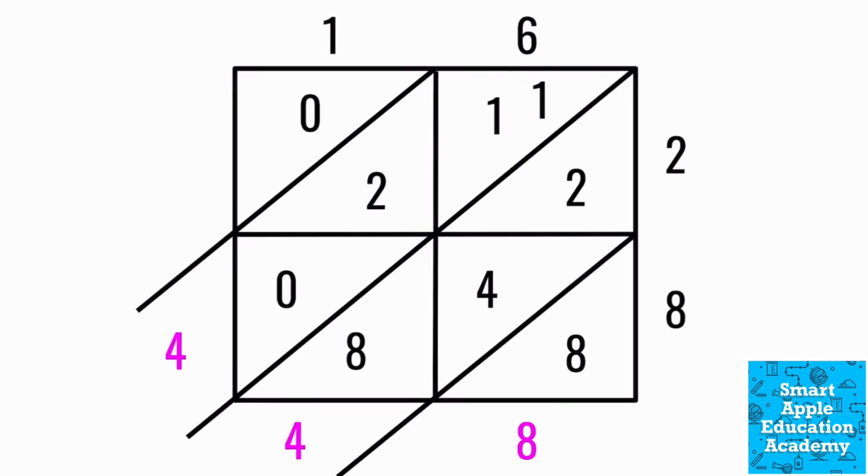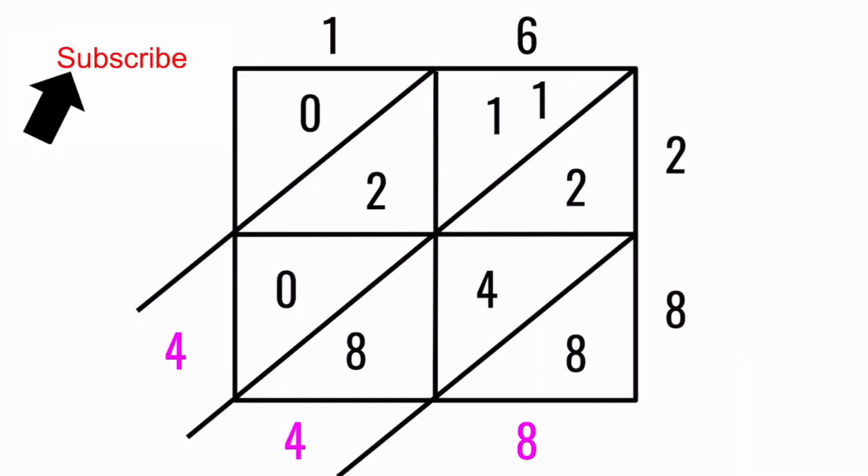We have figured out what 16 times 28 is using the lattice multiplication method. 16 times 28 is 448. I hope you understood how we solved this problem.